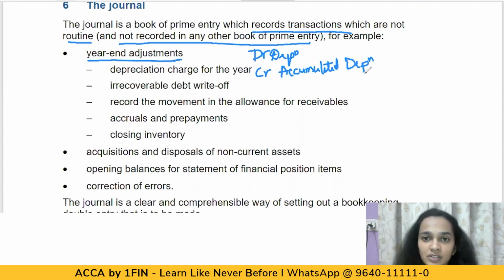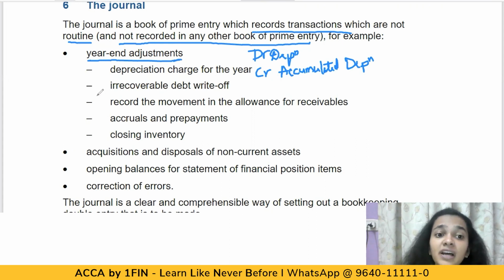We will record depreciation in the journal. There's nothing going out, nothing coming in when we are talking about depreciation. It is just a reduction in the value of an asset due to its continuous usage. The entry for depreciation would be debit depreciation account and credit the accumulated depreciation account. And this accumulated depreciation will be reduced from the cost of the fixed asset.